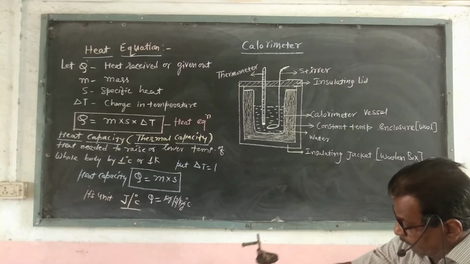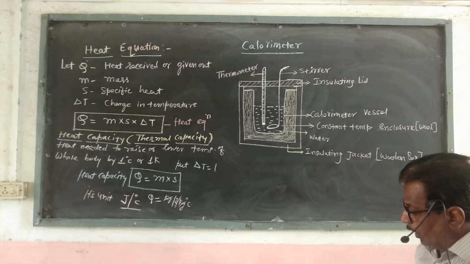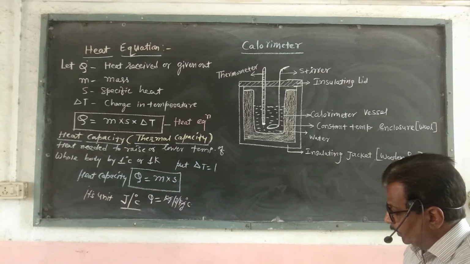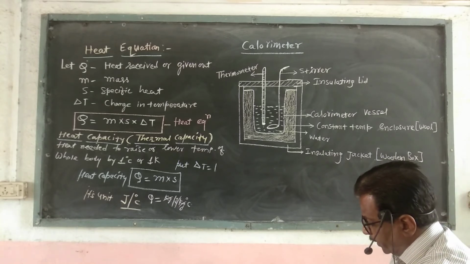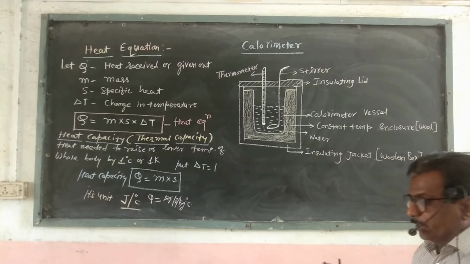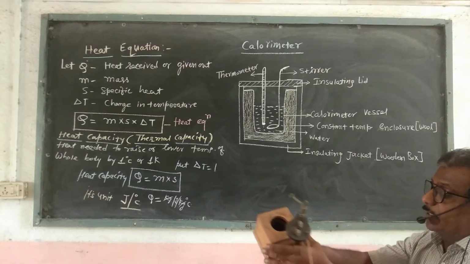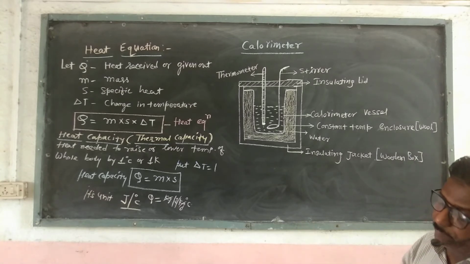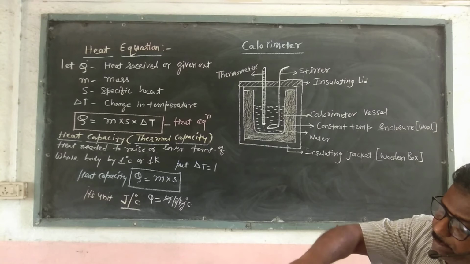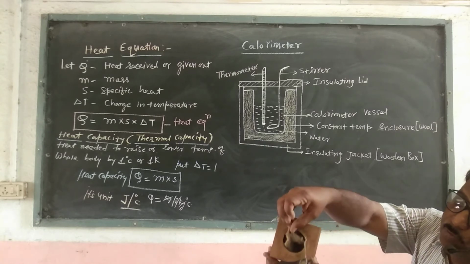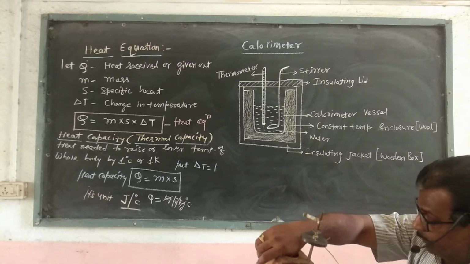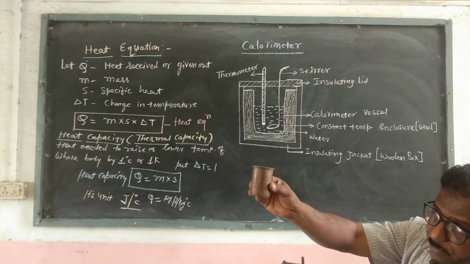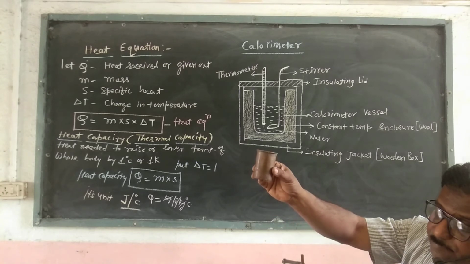The outer surface and the inner surface of the calorimeter are polished to reduce the exchange of heat between the calorimeter and the surroundings by radiation. The space between the calorimeter and the wooden box has wool kept in between them. That copper vessel is known as the calorimeter.